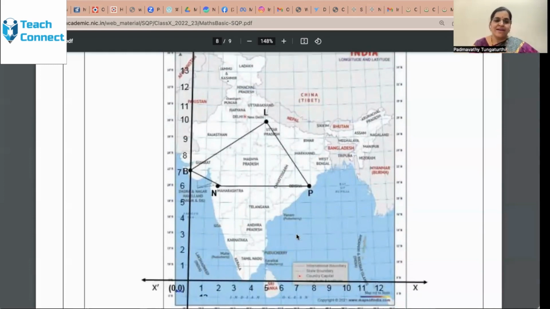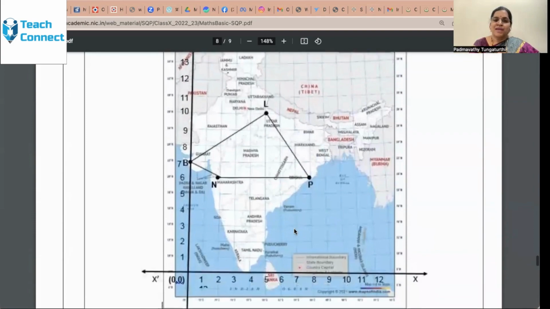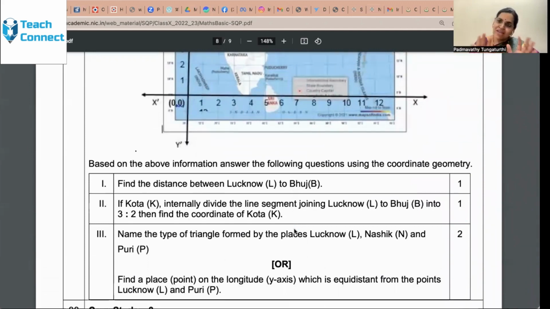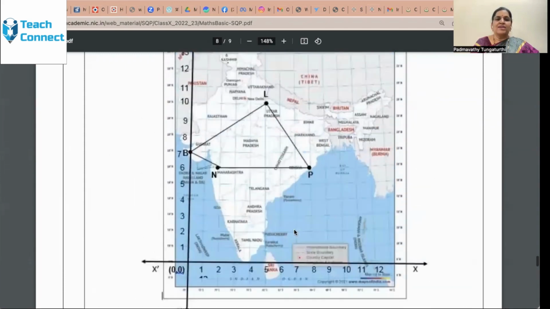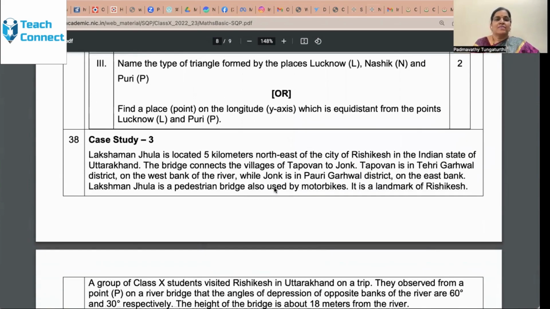Let them look at this diagram. Let them look at everything. China, Tibet, Pakistan, Afghanistan. Let them think on this question. The calculations will, however, be done internally. We got one more problem in our objective type. The subjective type questions are similar to an objective type question. Type of triangle for Lucknow, Nashik and Puri. Unless they calculate, they won't know. Or they should measure. Look here. How many units are these? Let them calculate and tell. That should be an isosceles triangle.